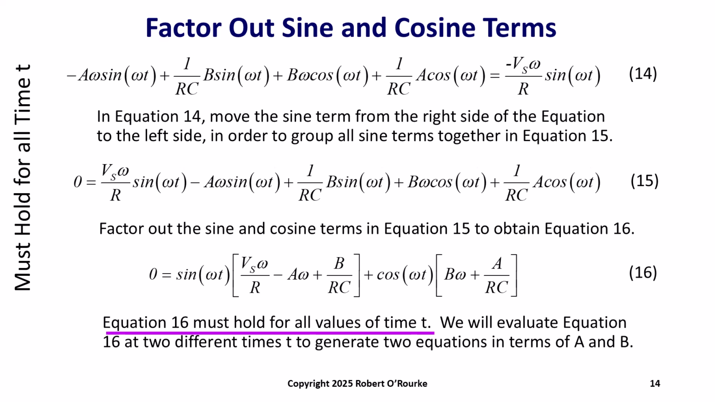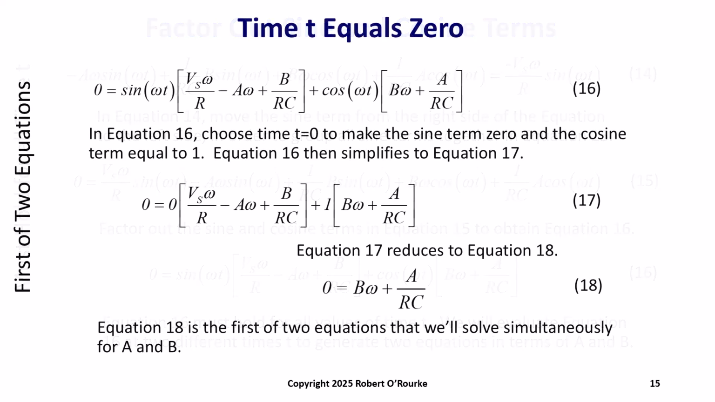We know that equation 16 is valid for all values of time t. We will use this knowledge to generate two different equations, which we will then solve simultaneously for A and B. For the first simultaneous equation, choose time t equals 0. At time t equals 0, the sine of omega t equals 0, so the entire sine term in equation 16 becomes 0 in equation 17 and 18. Cosine of 0 equals 1, which is also indicated in equation 17.